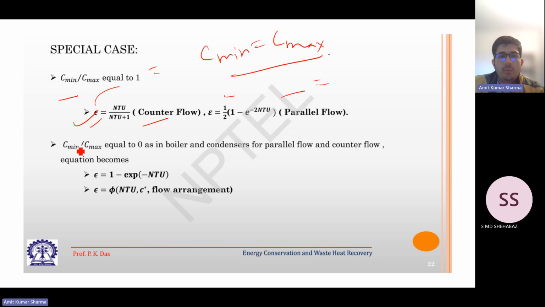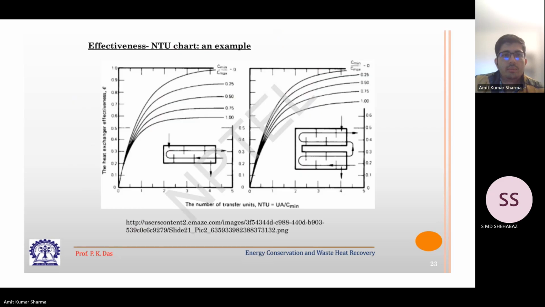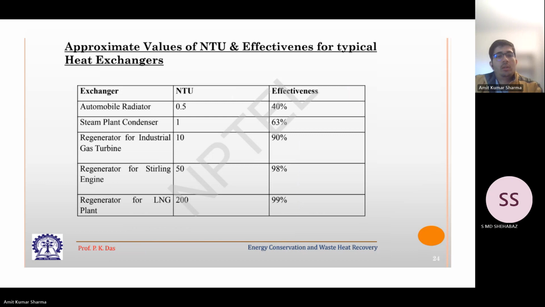And C min upon C max equals 0, as in boiler and condenser, for parallel flow and counterflow. So this becomes 1 minus exponential of minus NTU. It will depend on the flow arrangement also. So these are two special cases. There is also an effectiveness-NTU chart.